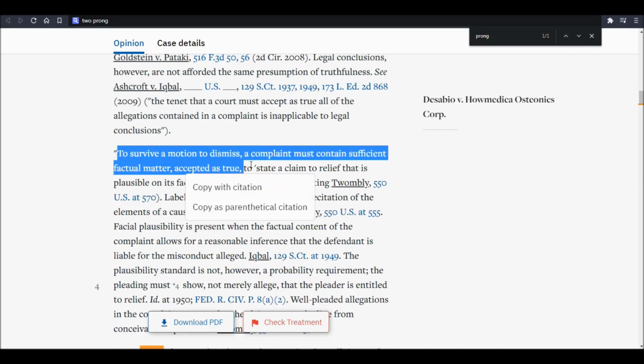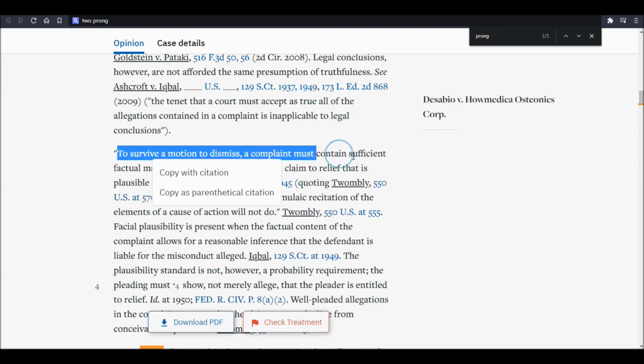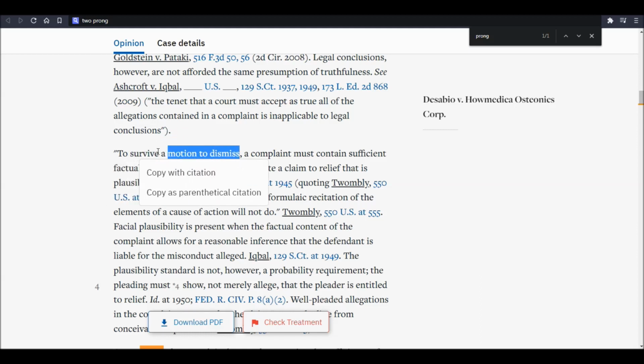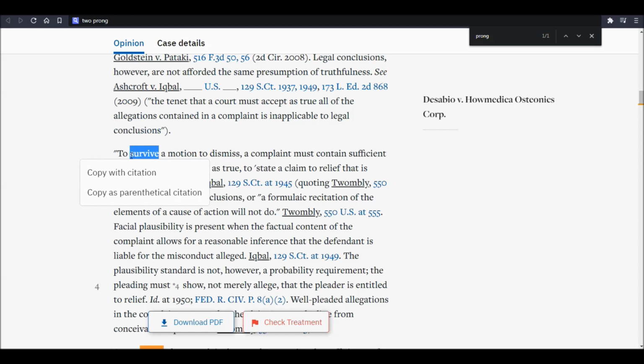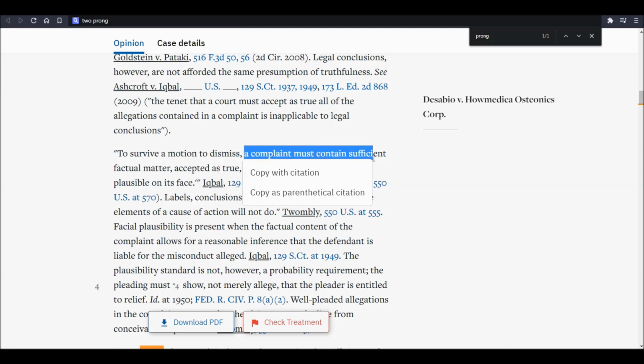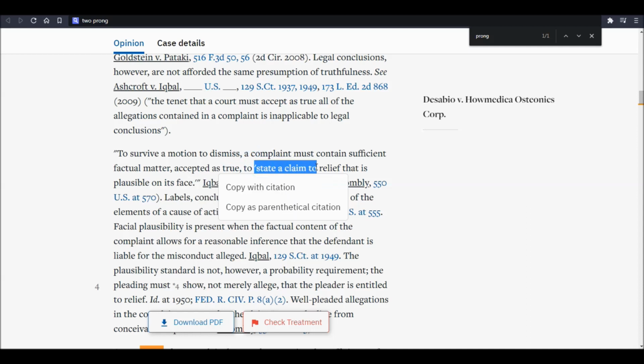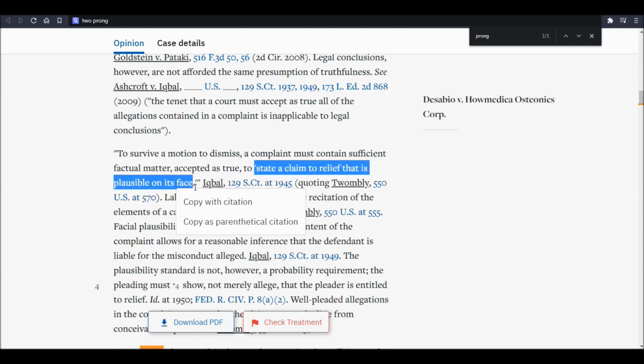To survive a motion to dismiss, a complaint must contain sufficient factual matter. Meaning, a motion to dismiss is all it takes to kill your complaint. And the moment a motion to dismiss is placed into the equation, your complaint is in survival mode. Meaning, it's not guaranteed for you to succeed with that thing that you're bringing in against them. Hence, to survive a motion to dismiss, a complaint must contain sufficient factual matter, accepted as true, to, quote, state a claim to relief that is plausible on its face.